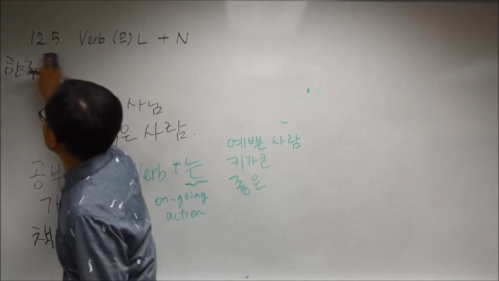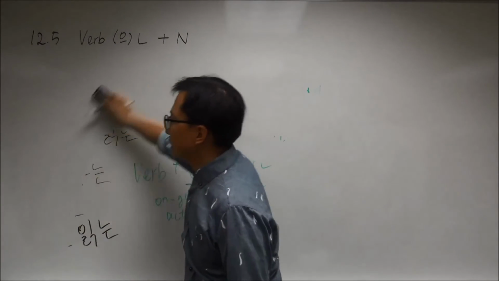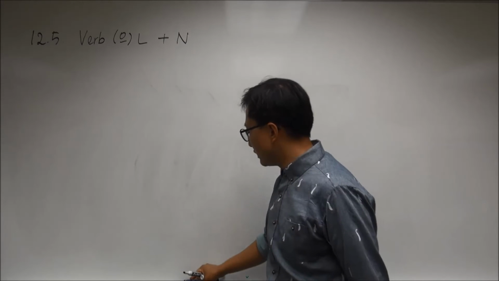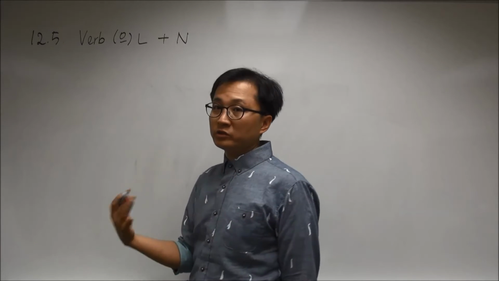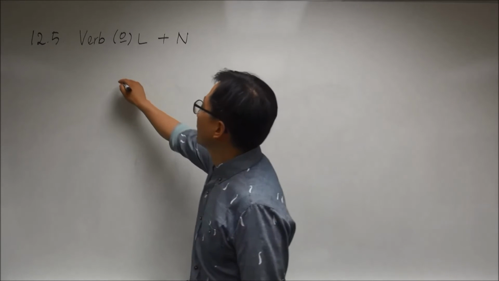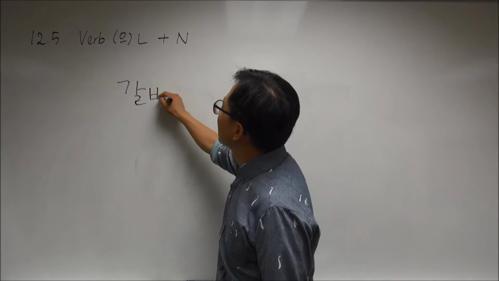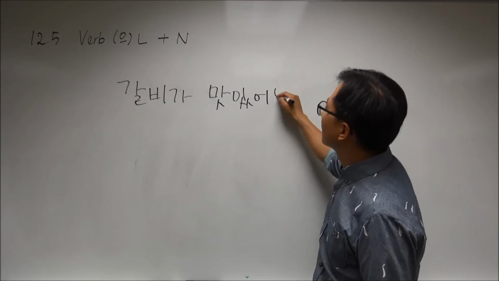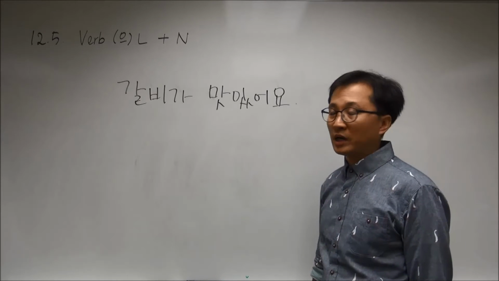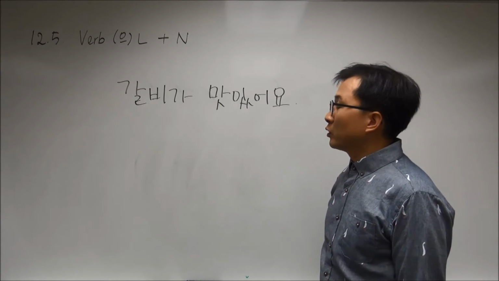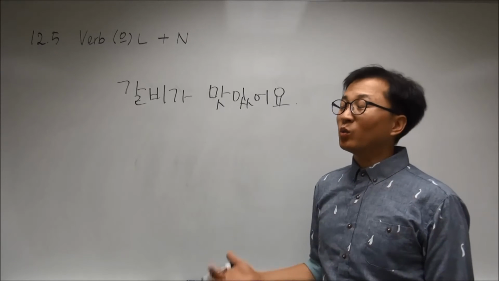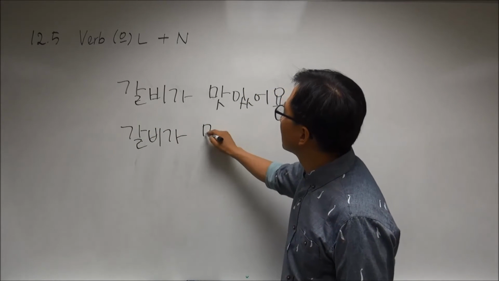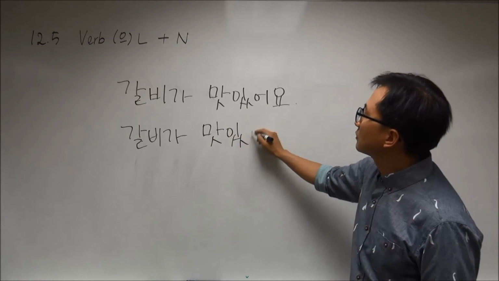You want to talk about 갈비. Do you like 갈비? So you are eating 갈비 now, and it is delicious. So you want to describe that situation. 갈비가 맛있어요. 갈비가 맛있어요. You ate 갈비 yesterday, and it was delicious. 갈비가 맛있었어요.